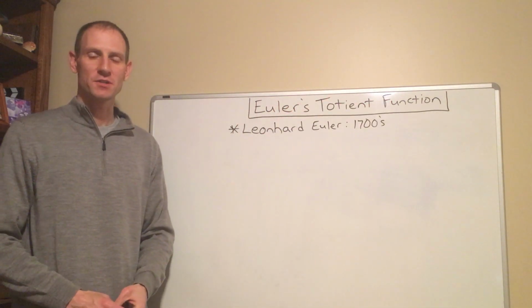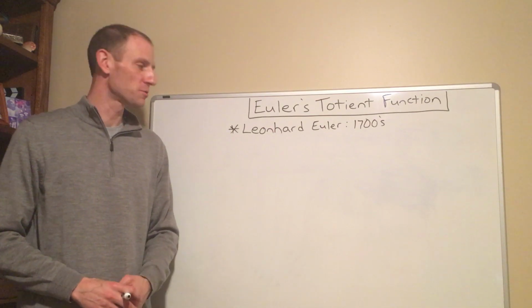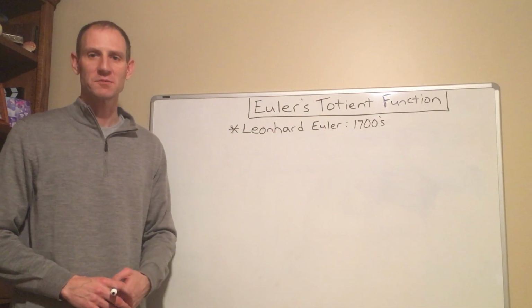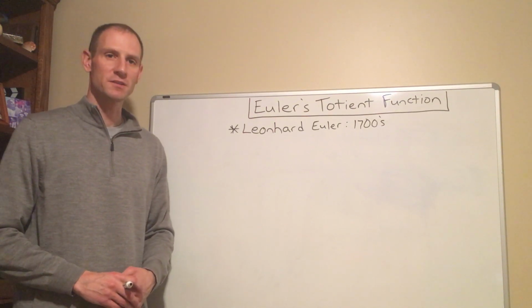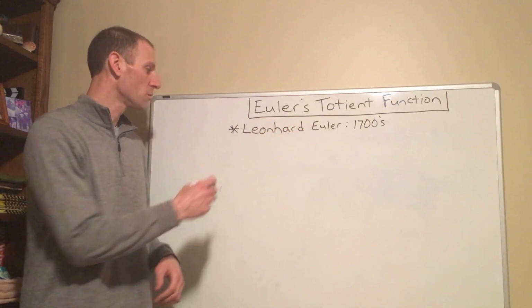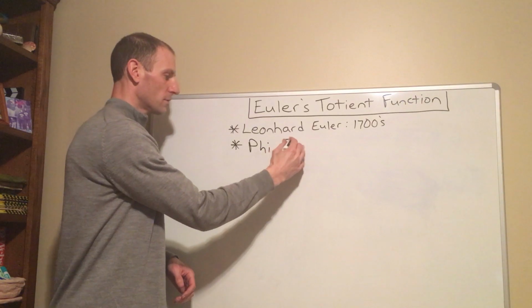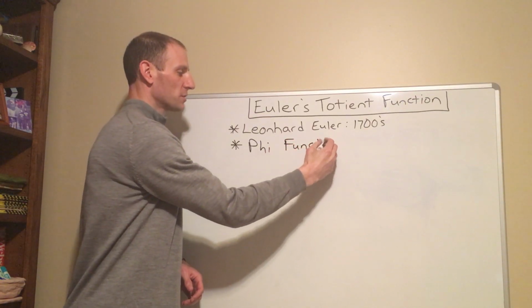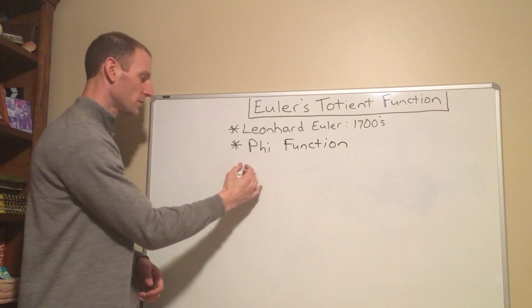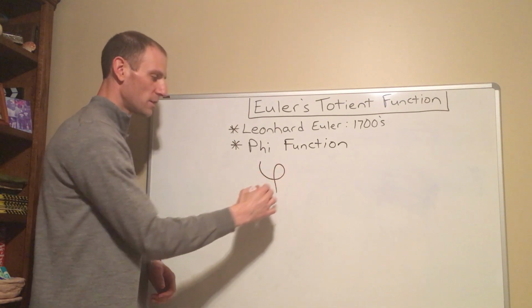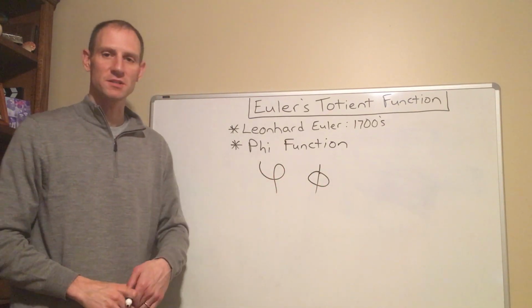Euler was a mathematician who was alive in the 1700s. He was super smart. He was definitely one of the best mathematicians ever. One of the things that he discovered is something called the totient function, which is also called the phi function. The totient function has two different symbols. One symbol looks like this, the other one looks like this. I like using this one because I just think it looks cooler.